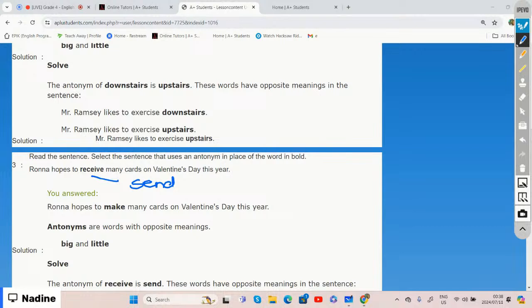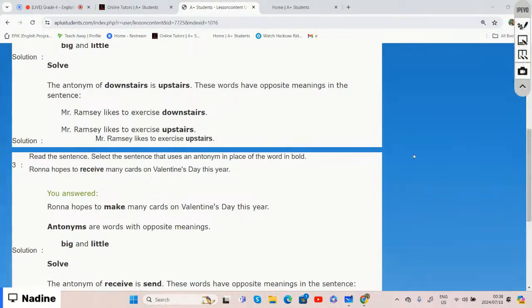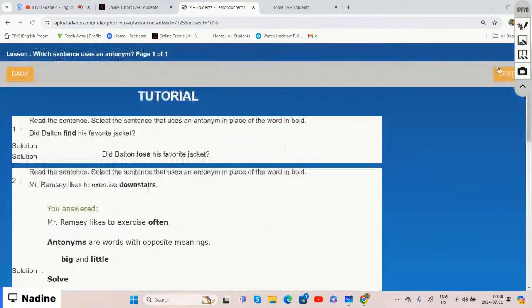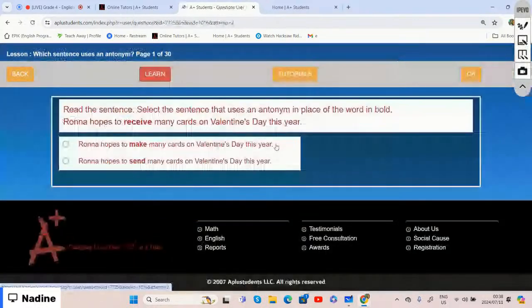All right. So now we're going to the test. Sorry. We're going now to our test where we are going to say which sentence uses an antonym. Let's look at that sentence. You need to read the sentence and select the sentence that uses an antonym in place of a word in bold.